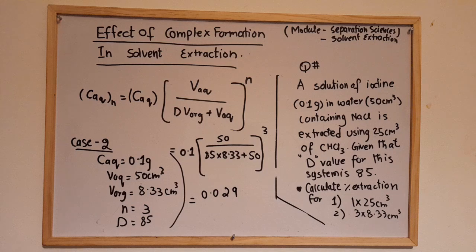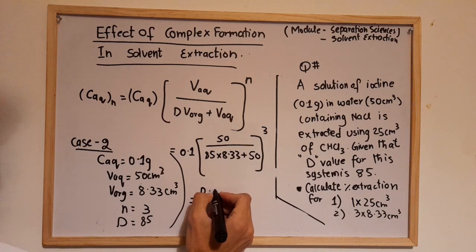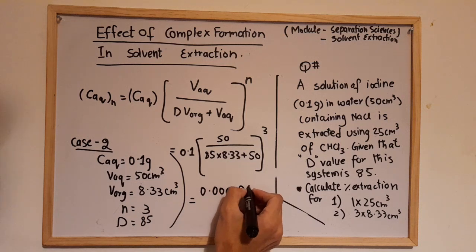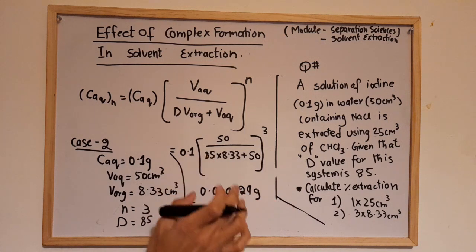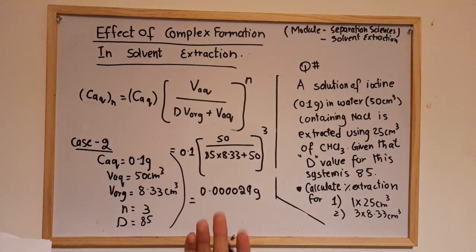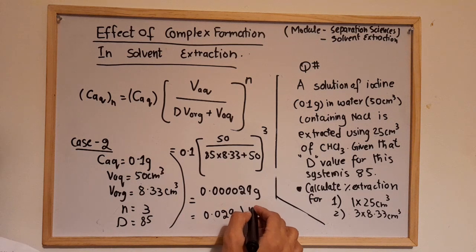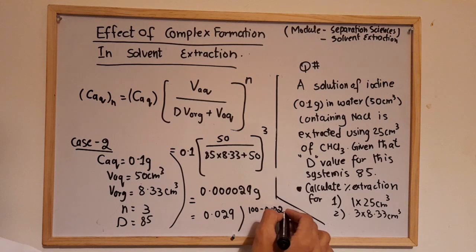As in the first case, the value would be 0.000029 gram. That's the value you get after doing this calculation. As I have mentioned in the previous case, you have to multiply it by 1000, so it would become 0.029. And what we have to do is subtract it from 100. So 100 minus 0.029 would become 99.97.